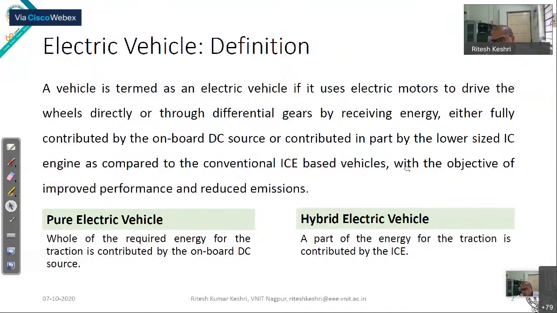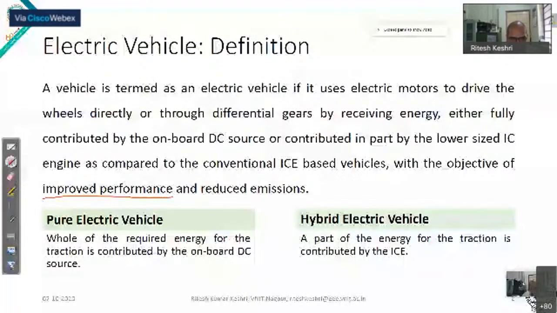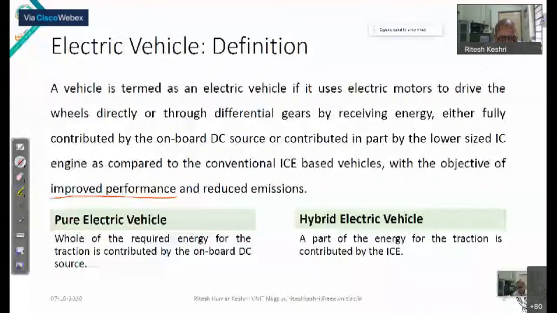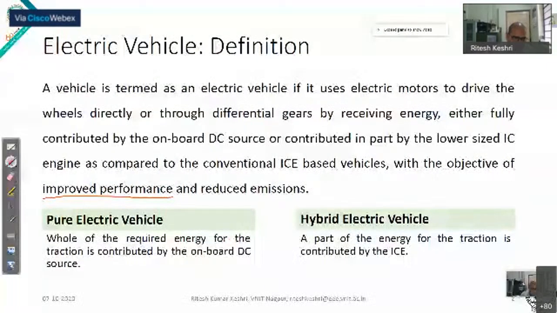Now, what is the objective? Why are we moving towards electrification? There are basically two reasons. We want to improve the performance. If you see the dynamics or the efficiency of an electrical system, you will find that the efficiency of an electrical system is much better than a purely mechanical system. So we want to improve the performance. This is not the only objective; you also want to reduce the emissions which are being contributed by the consumer.